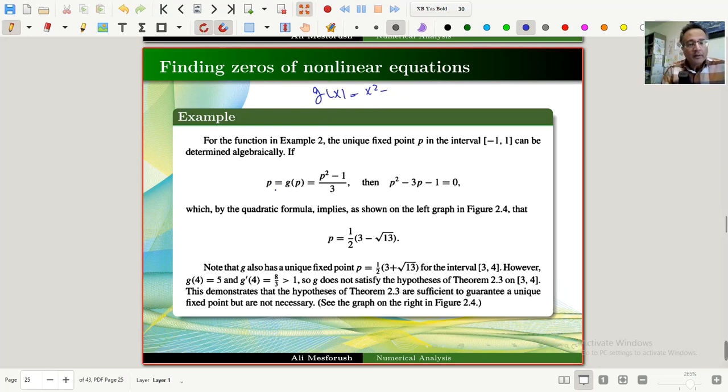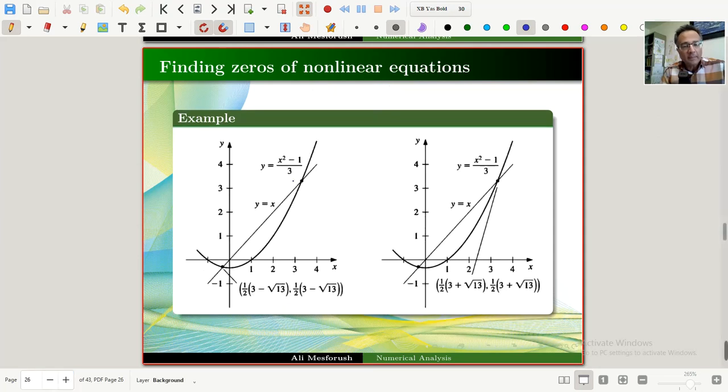Now, if p equals g of p, equal to p squared minus 1 over 3, then we get a second order equation and we can find p in this form. Okay, and now if you have a look at the figure here, you can see this curve is x squared minus 1 over 3, and this is the line y equals x. The intersection is here and here. This point is this point, and this one is this point.